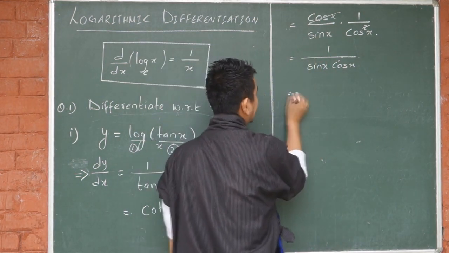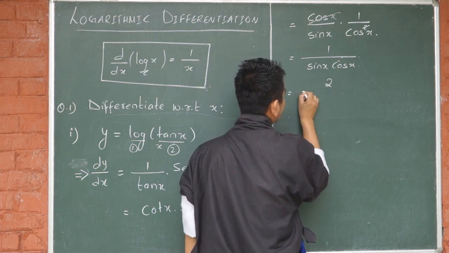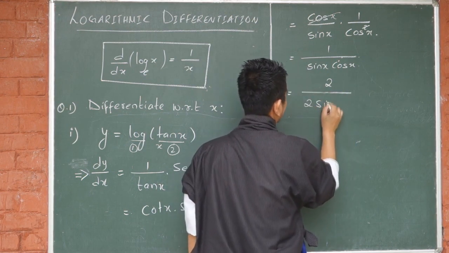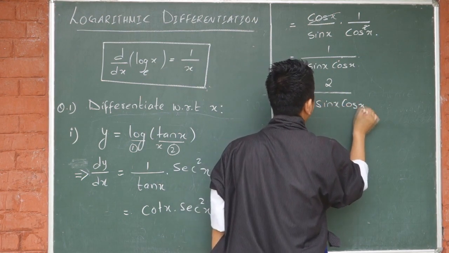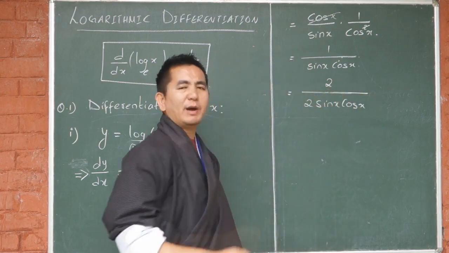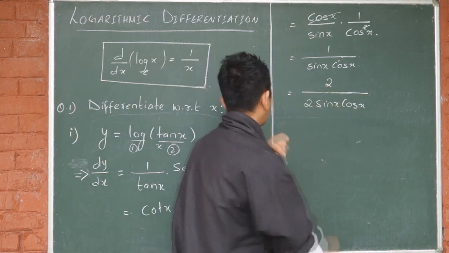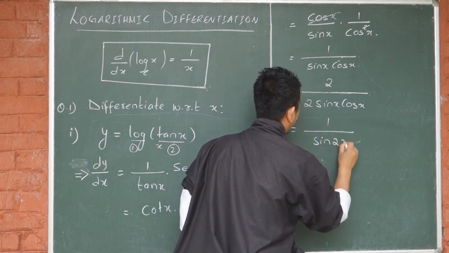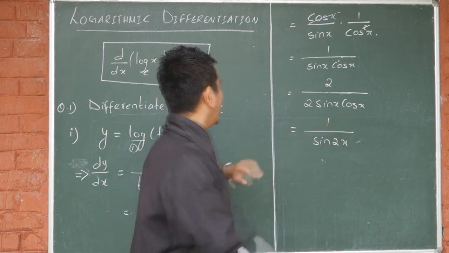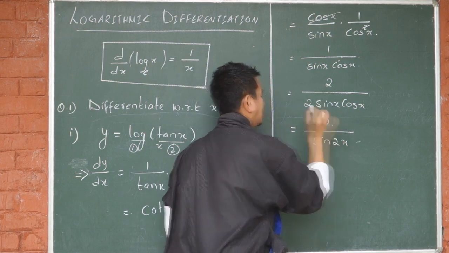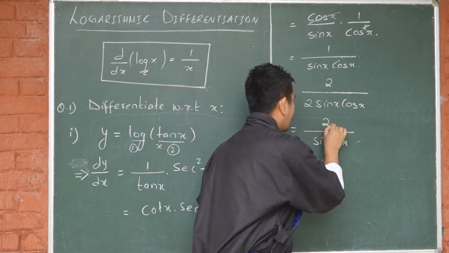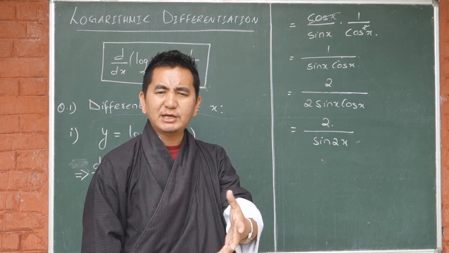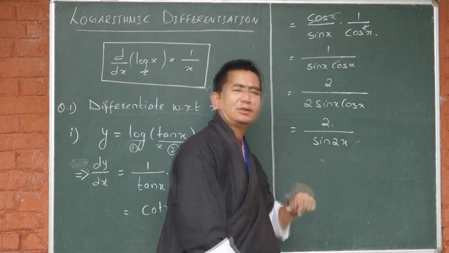Now 1 divided by sin x cos x. What I can do here is, I will multiply here by 2 as well as divide here by 2. The function is still same, isn't it? Multiply here by 2, divide here by 2. So what is 2 sin x cos x? I don't have time to write there, okay? Please remember we have here 2. The identity for 2 sin x cos x, please refer to that identity. It is nothing but sin 2x.